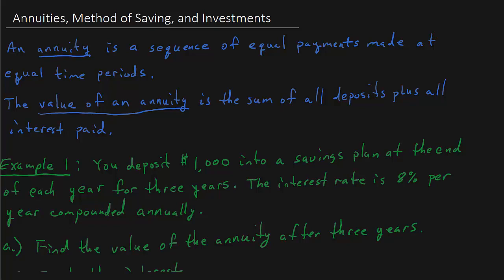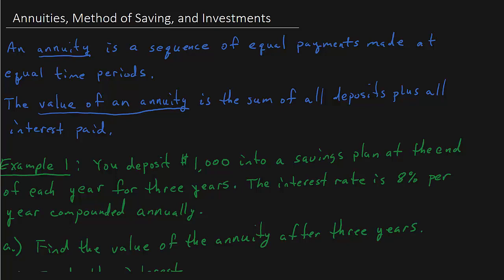All right, in this video we're going to look at annuities, a method of saving and investments. It'll probably be a pretty long video, so let's go ahead and get started. An annuity is a sequence of equal payments made at equal time periods, and the value of an annuity is the sum of all deposits plus all interest paid.